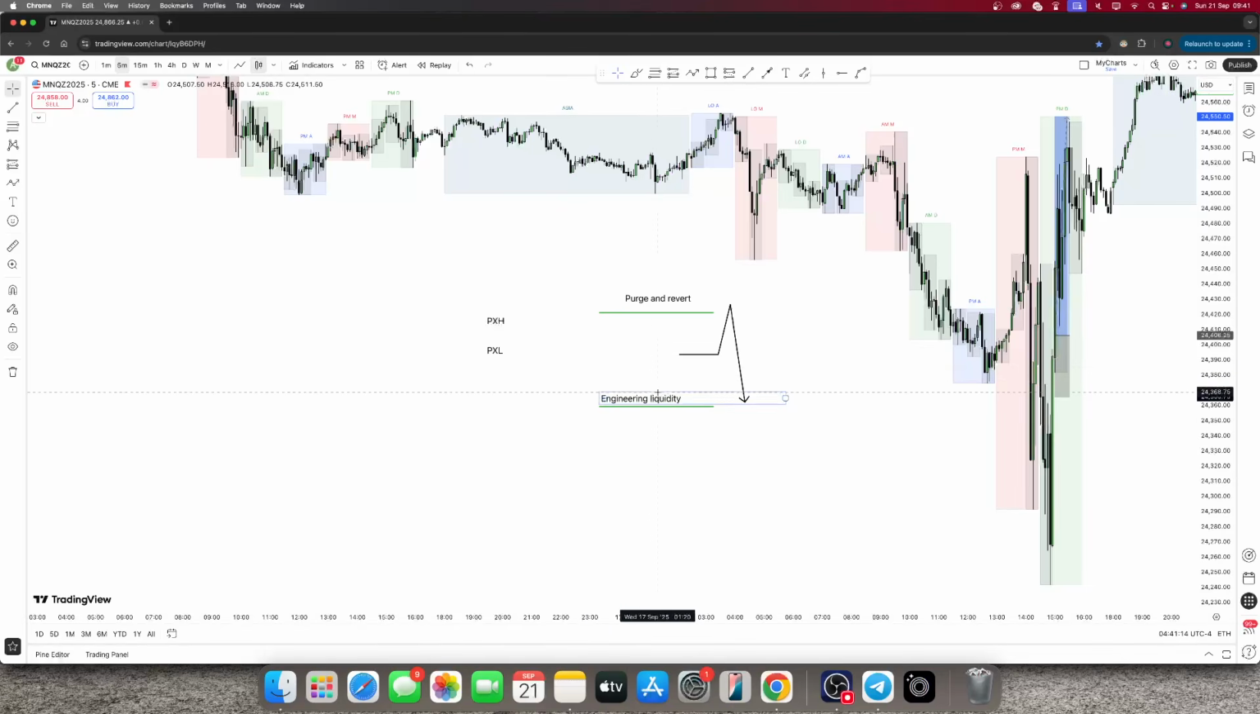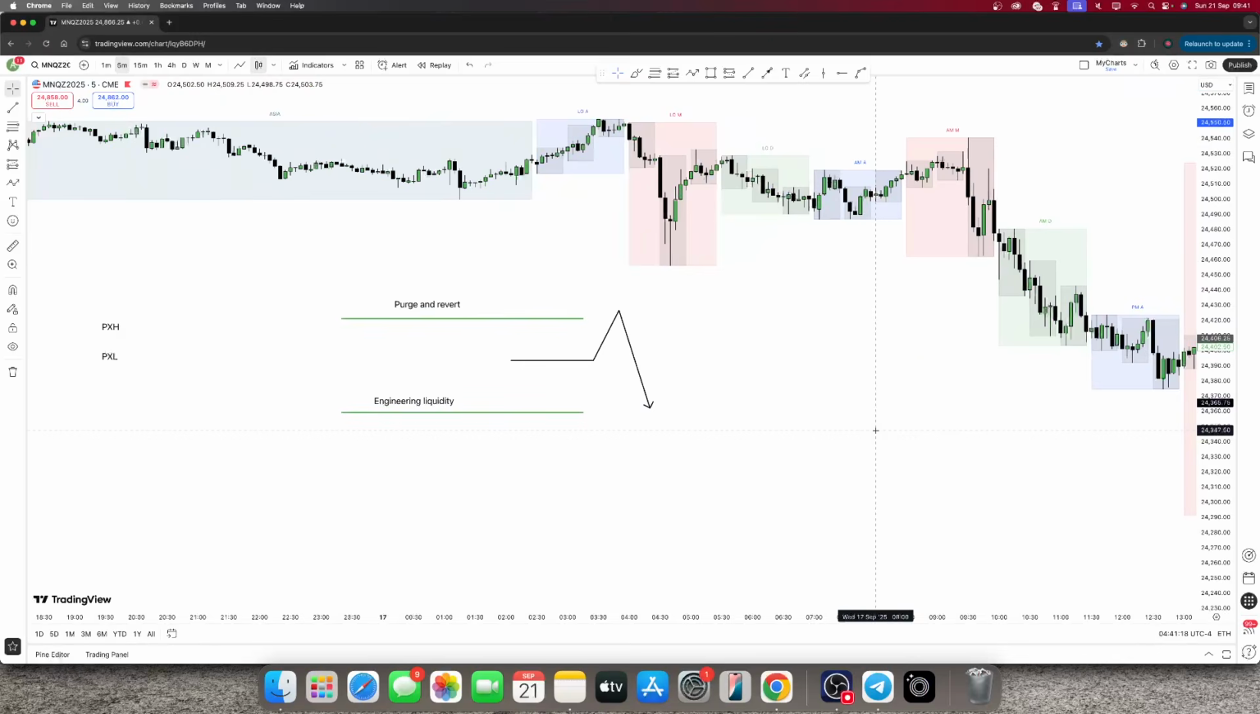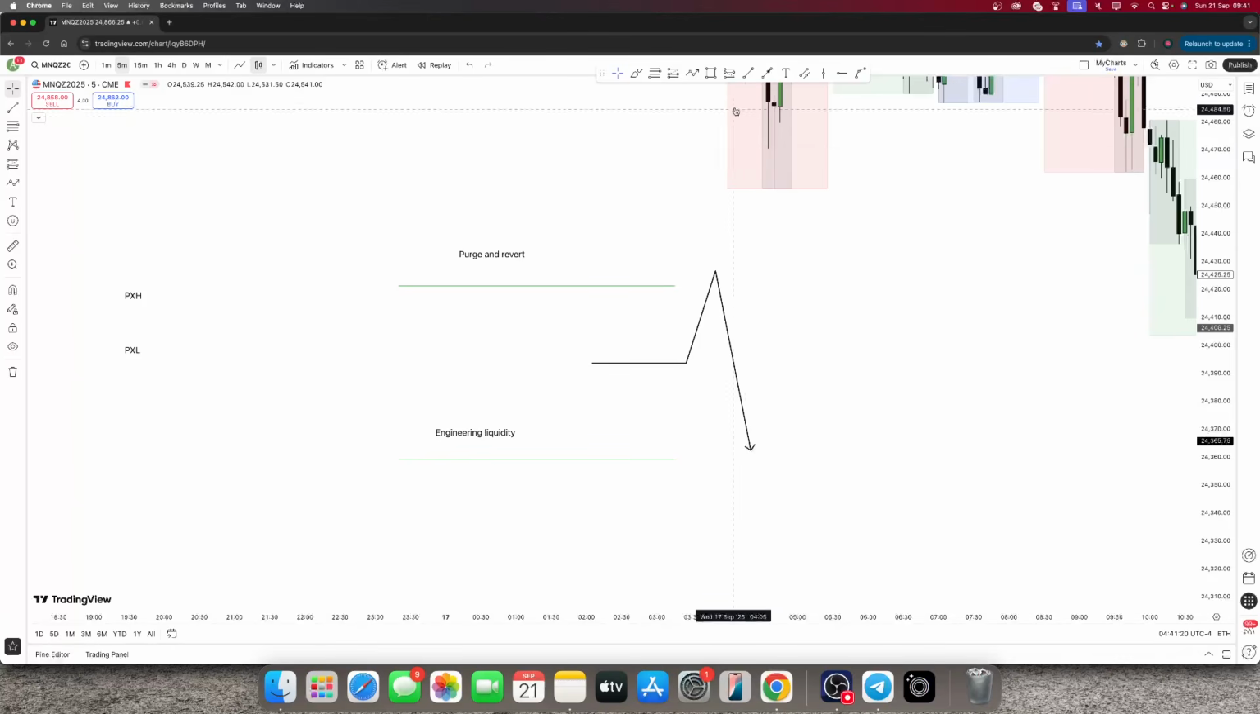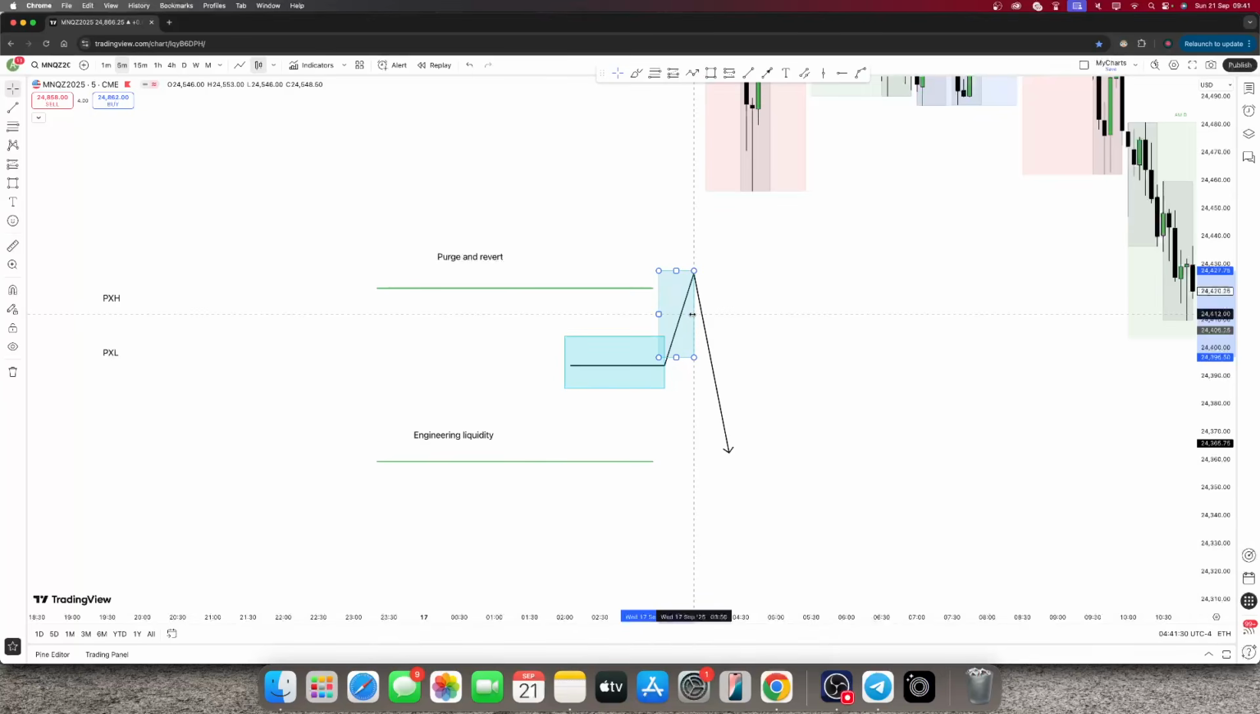Since we were engineering liquidity at the lows here and we were moving away, this is also split into 3 different sections. What I can show you is that this is one section, this is a second section right here, and then this would be the third section. And obviously a lot of you may know what I'm going to be referring to.